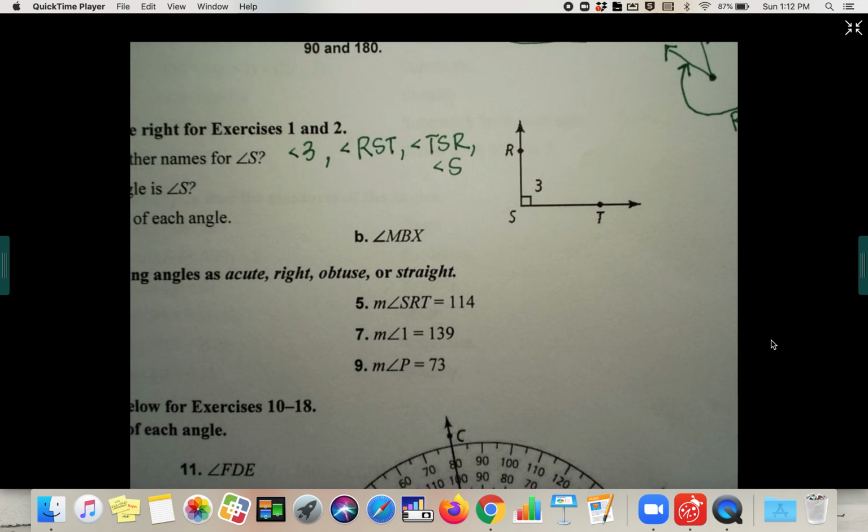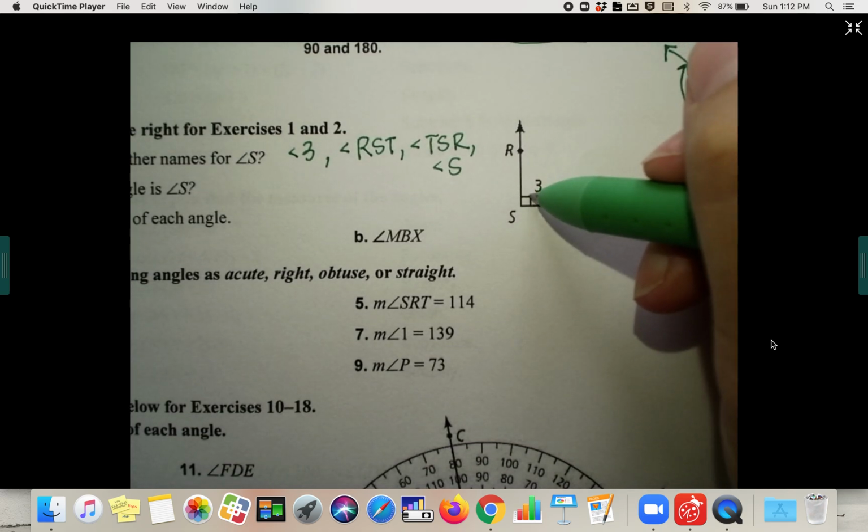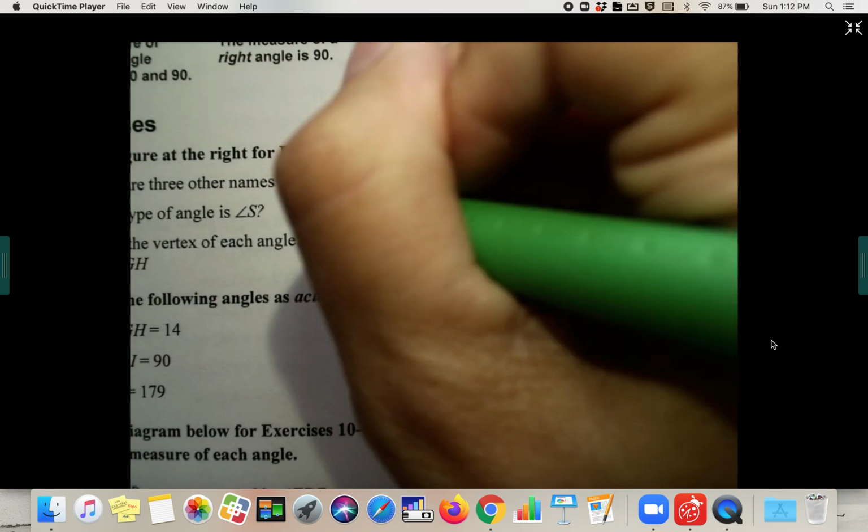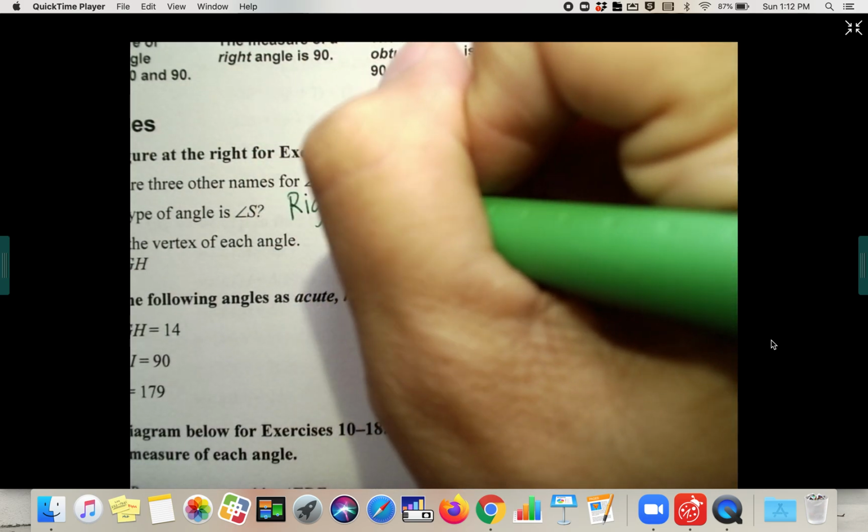All right, what type of angle is angle S? You see the little box in here, which denotes an exact right angle, 90 degrees. So it is a right angle.